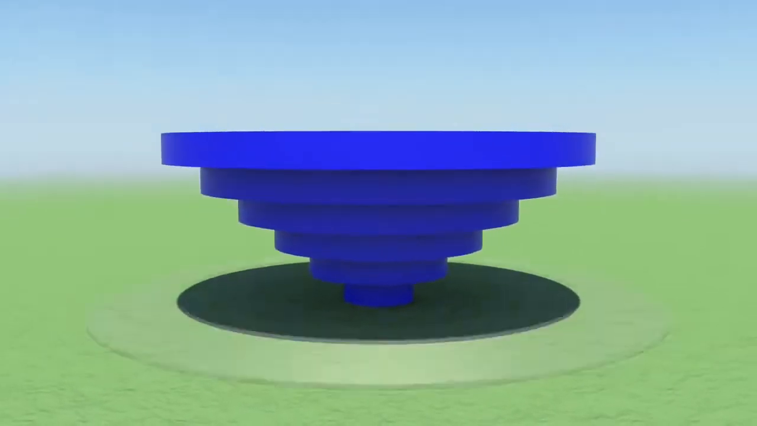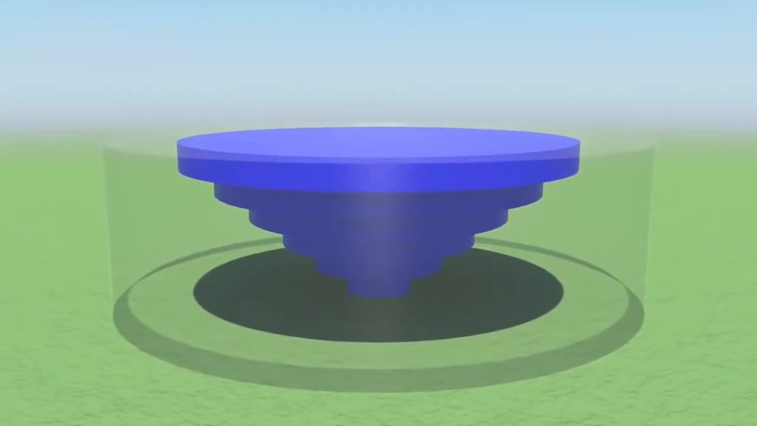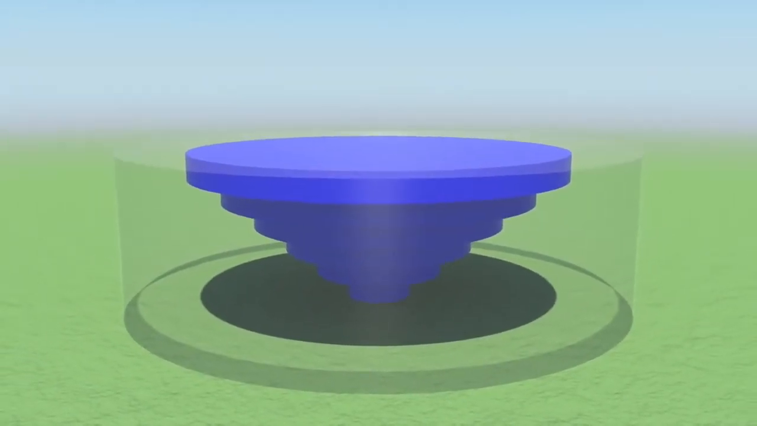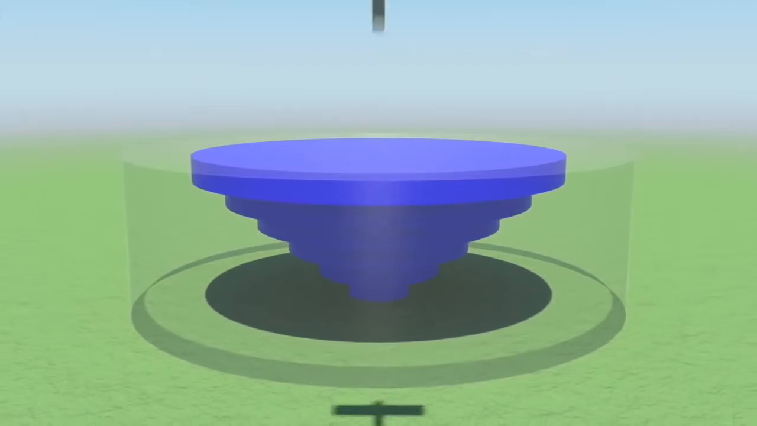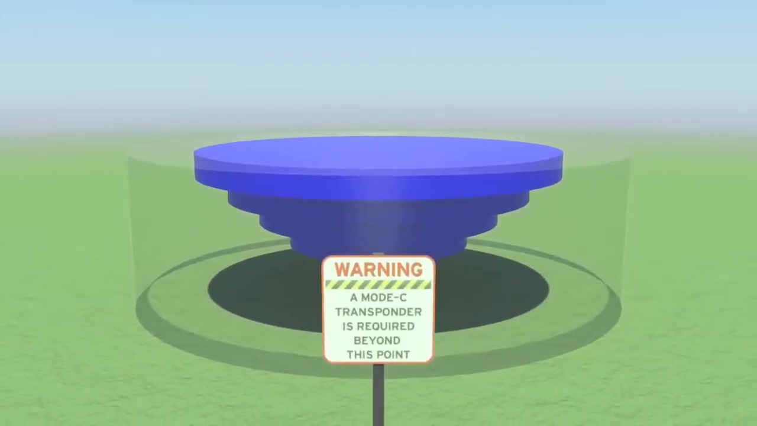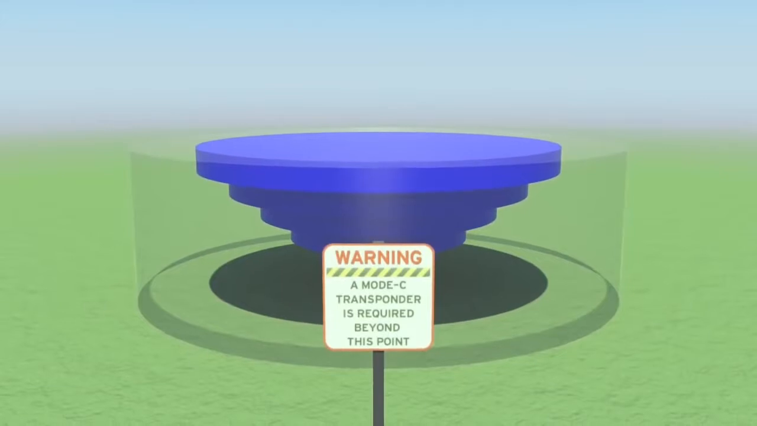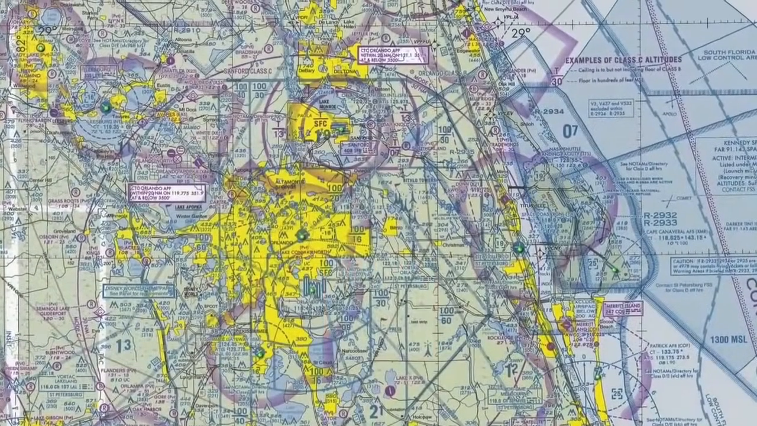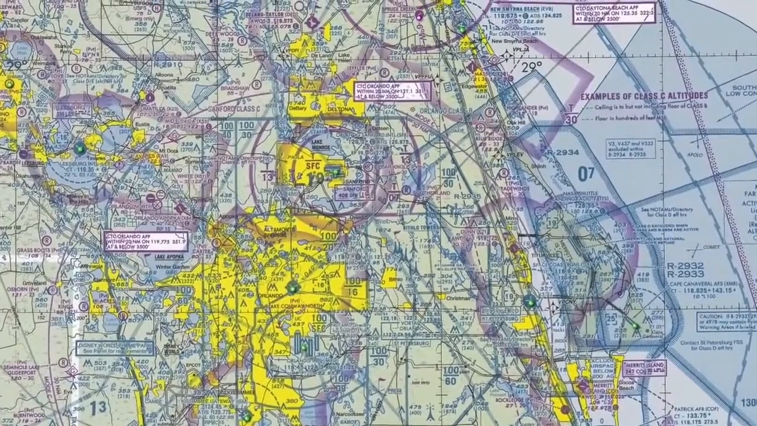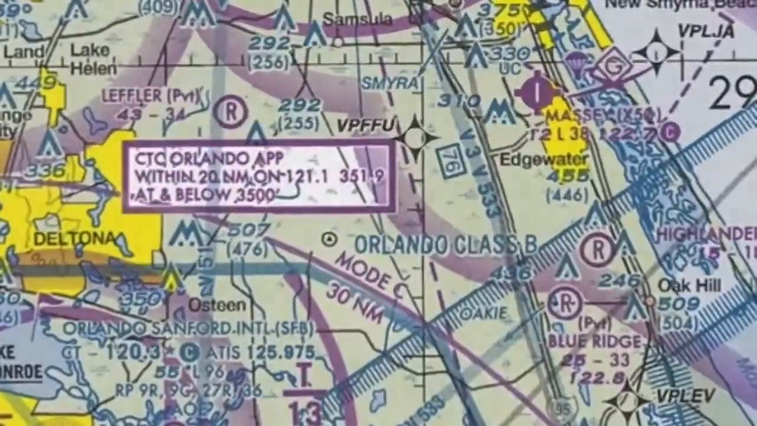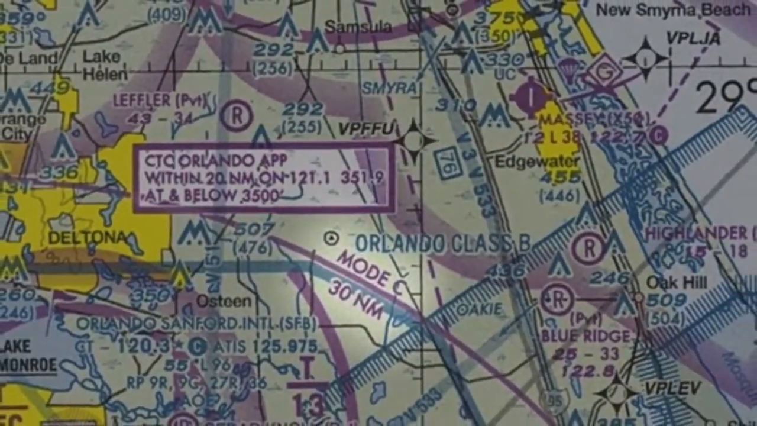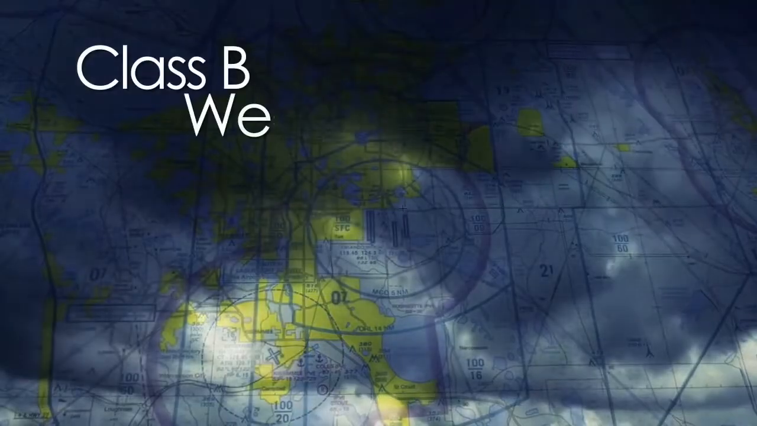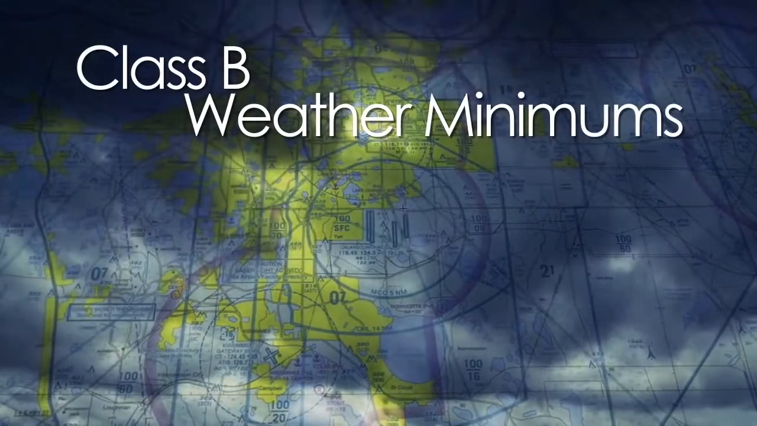A 30-mile ring, known as a Mode C veil, surrounds the primary airport of Class B airspace. An aircraft must operate with a Mode C transponder within this ring, even if they are not necessarily inside of Class B airspace. This is shown on a sectional chart with a solid magenta line and the label 30 nautical mile Mode C. The minimum weather requirements for Class B are as follows.